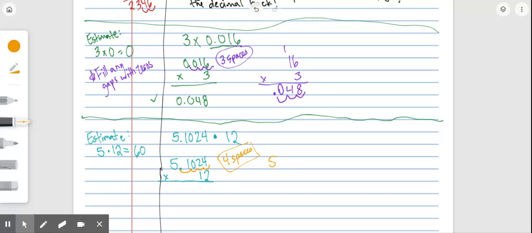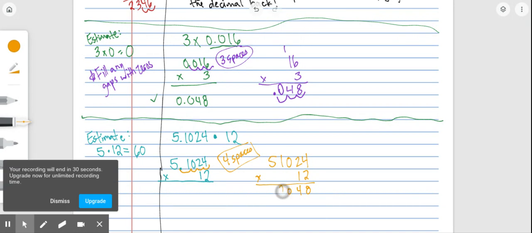So I've got 51024. So 51,024 times 12. All right, let's do that. Start with the 2. 2 times 4 is 8. 2 times 2 is 4. 2 times 0 is 0. 2 times 1 is 2. 2 times 5 is 10. Okay, done with that 2.